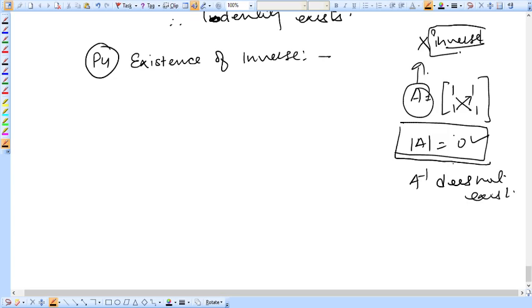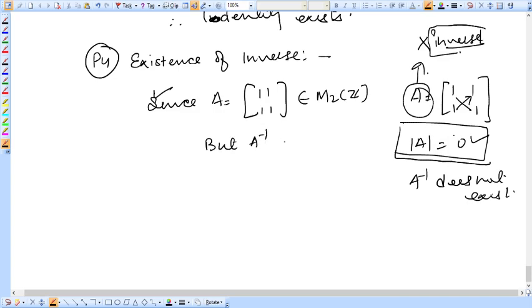Because if determinant is equal to 0, then inverse of the matrix is not possible, right? So same is the case here, since we are having one element, A is equal to 1 comma 1 comma 1 belongs to M2Z, but A inverse is not possible in this case, okay?